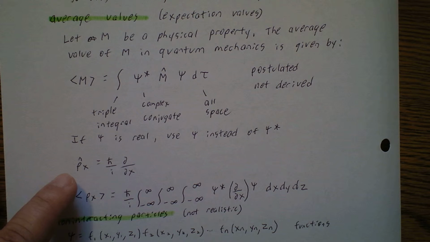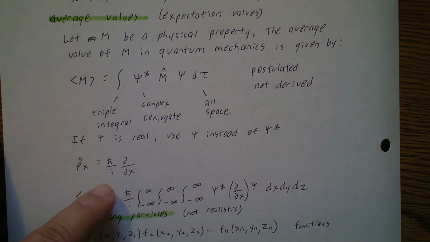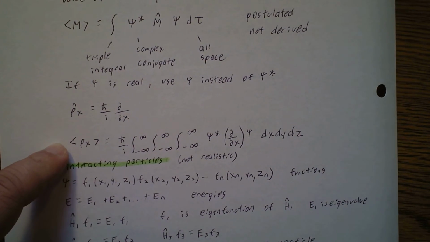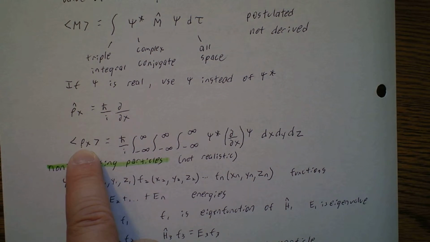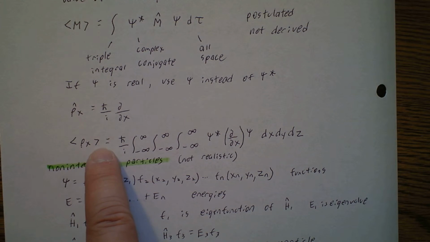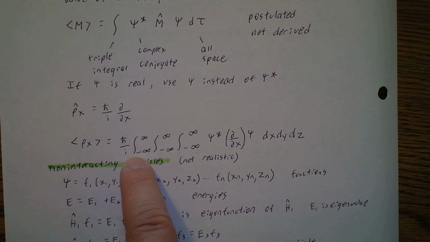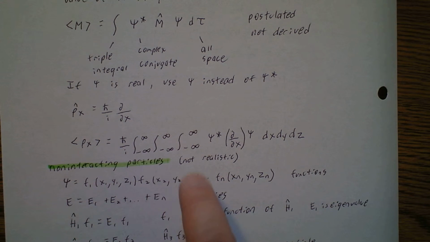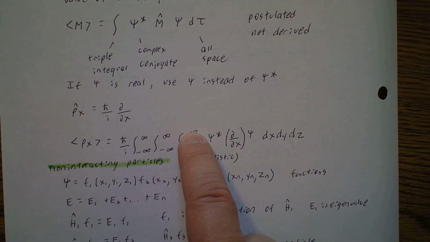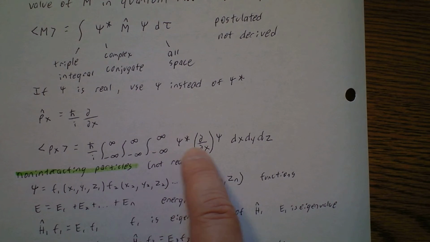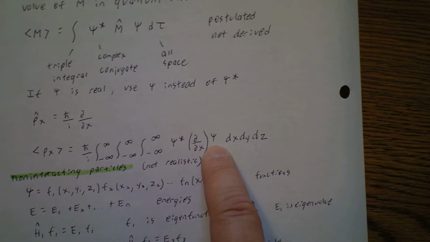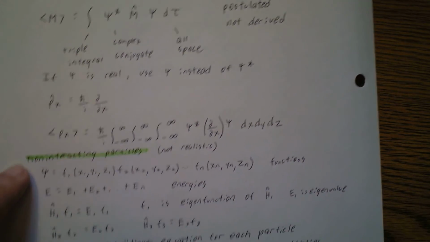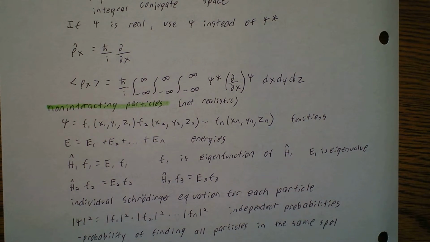So like here's p hat of x is equal to h bar over i times the derivative with respect to x. So we have the expectation value, or the average value, for the momentum in x, is equal to h bar over i times the integral from minus infinity to infinity of the integral from minus infinity to infinity of the integral from minus infinity to infinity of psi star times the partial derivative with respect to x of psi, with respect to x, y, z.